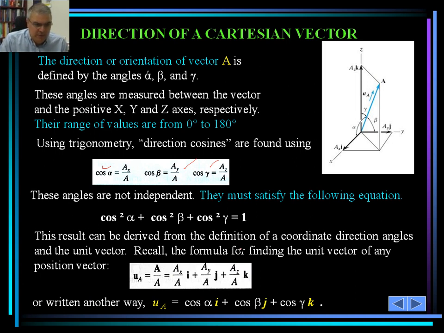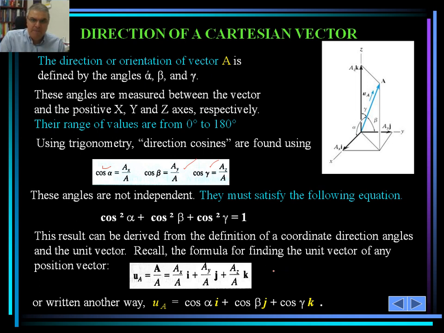So the relationship between these angles must satisfy the following equation. If we take the summation of the squares, cosine squared of alpha, beta, and gamma, it should add up to 1. So cosine alpha squared plus cosine beta squared plus cosine gamma squared should be 1. Please keep that in mind when you do your calculations.